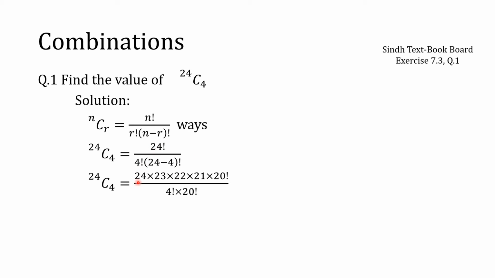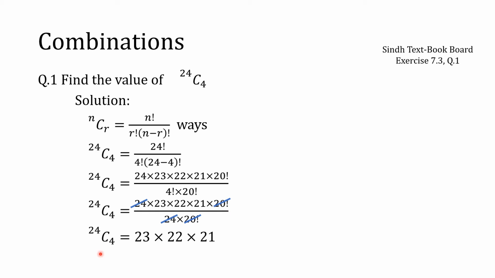24 factorial can be written as 24 times 23 times 22 times 21 times 20 factorial, and we know that 24 minus 4 is equal to 20 factorial, and the value of 4 factorial is 24. So 20 factorial will get cancelled here. We have the number of combinations of 4 objects from 24 different objects is equal to 23 times 22 times 21, which is equal to 10,626 different ways.